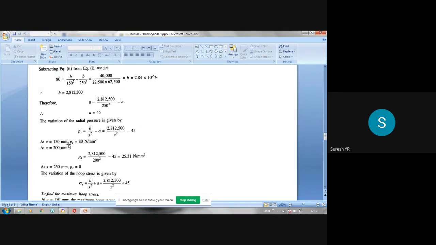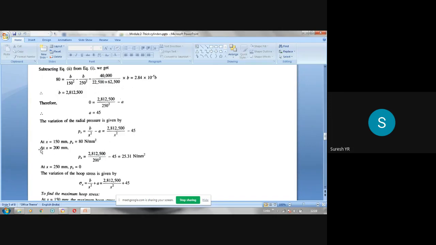So he has calculated the px values and sigma x values for 3 values of x. So at x is equal to 150, that is the inner radius, you have to put x is equal to 150 here. Okay, so if you put 150 here, you will get naturally 80. You know that the given value of px at x is equal to 150 at the inner surface is 80. So you will get 80 only. If you put x is equal to 150 here, and if you simplify, you will get 80.